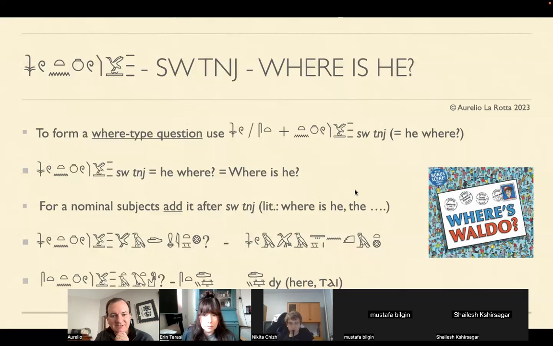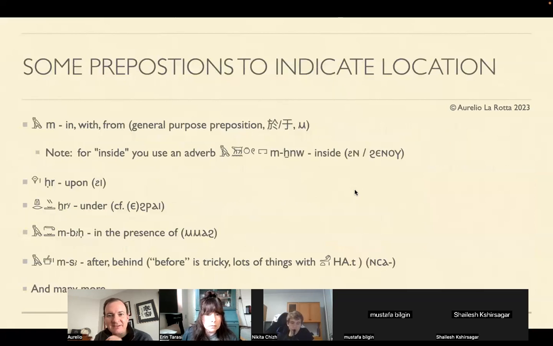If not, then the other thing I wanted to show you guys is some common prepositions. There are way more. So m is like the general "in." It can also be "with," it can be "from," confusingly, from a place. For the fun of it, I just put the Chinese character because it's similar, varied in meanings. I call it a general purpose preposition. When you basically want to indicate the approximate location of something, use m.